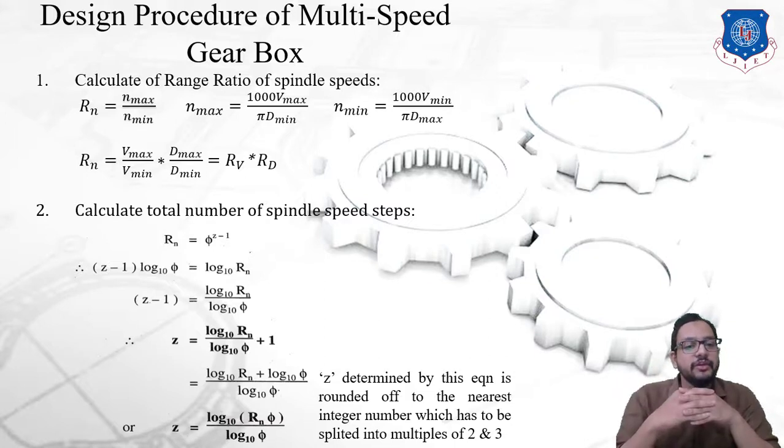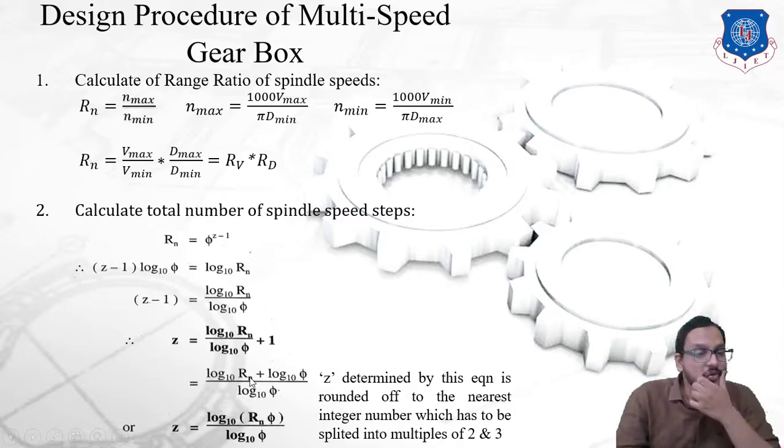We know the equation: range ratio Rn is equal to phi raised to Z minus 1. Now we can determine Z. For this we apply logarithm on both sides. Whatever is in the power comes to the bottom side, so it becomes Z minus 1 log phi to the base 10 equals log Rn to the base 10. Making Z minus 1 the subject, we write log Rn to the base 10 upon log phi to the base 10. Finally solving this, we get Z is equal to log Rn to the base 10 upon log phi to the base 10 plus 1. Taking LCM in the final equation.